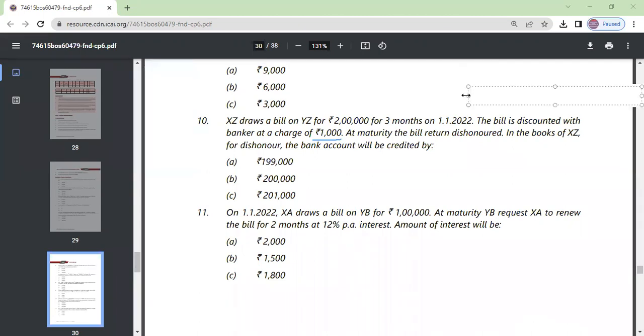Now can you tell me how much amount we received from the bank? Total 2 lakhs bill amount. Discount amount is 1,000. Then how much amount we received from the bank? 1,99,000 received from bank.